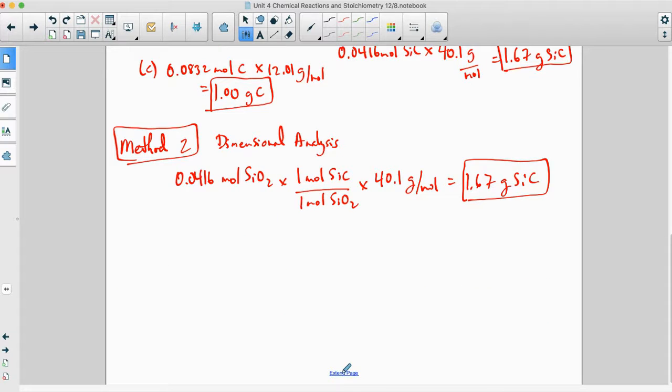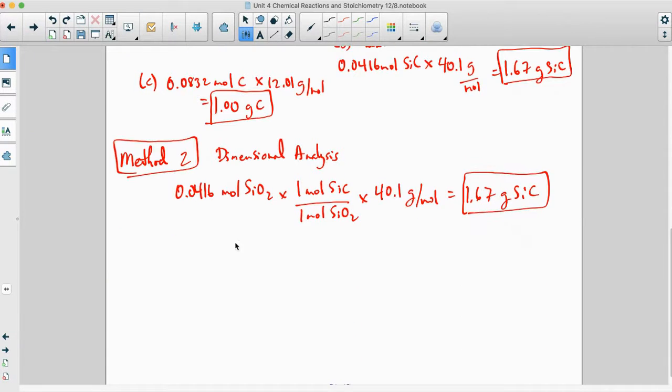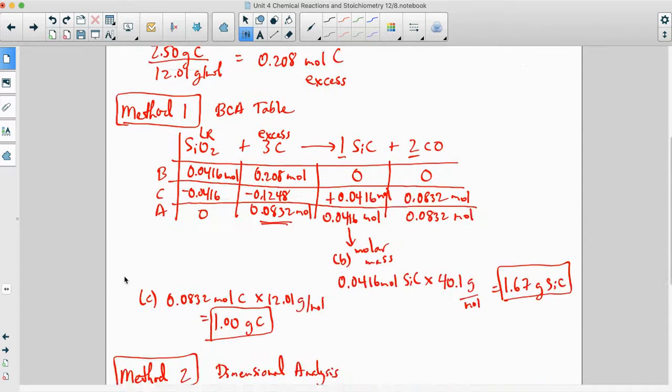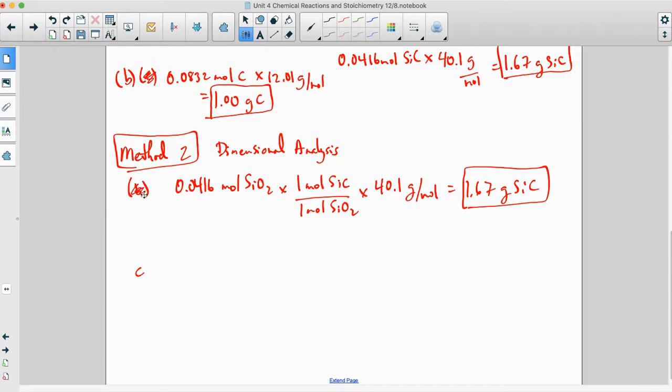All right, so that part seems faster than filling in a table, but what about the excess reagent? So that was part B. Sorry, am I calling these A and B? Sorry, I should relabel this. This is B. This is A. Okay, back here. This is A. And this is B. Okay, so for part B, we want the excess reagent.